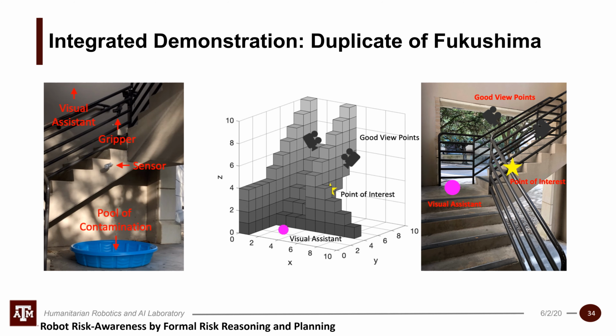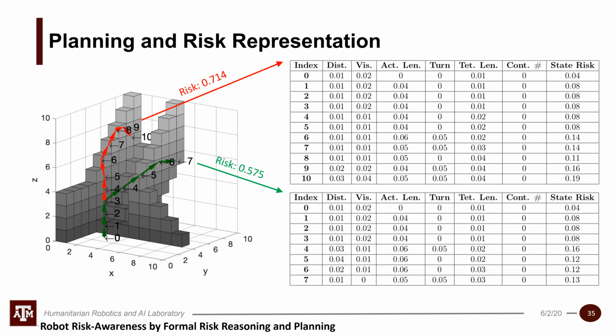We show our risk reasoning and risk-aware planning using an integrated demonstration as a duplication of a task in Fukushima Daiichi nuclear decommissioning. We fly a tethered UAV to 2 good viewpoints to visually assist a teleoperated ground robot. The risk of each is reasoned by our framework. We consider 6 risks: state-dependent distance to obstacle and visibility, action-dependent turn and action length, traverse-dependent tether length, and number of contexts. The tables show the risk value caused by each risk element at each state, and the total state risk. The risks for both paths come up to 0.714 for the red one and 0.575 for the green one.